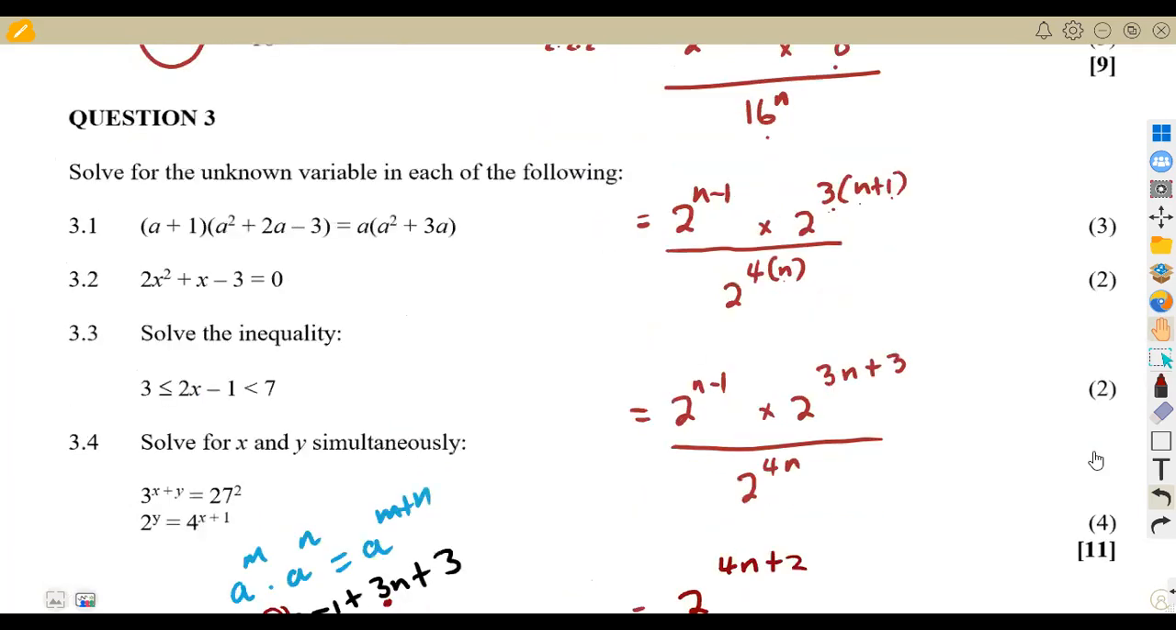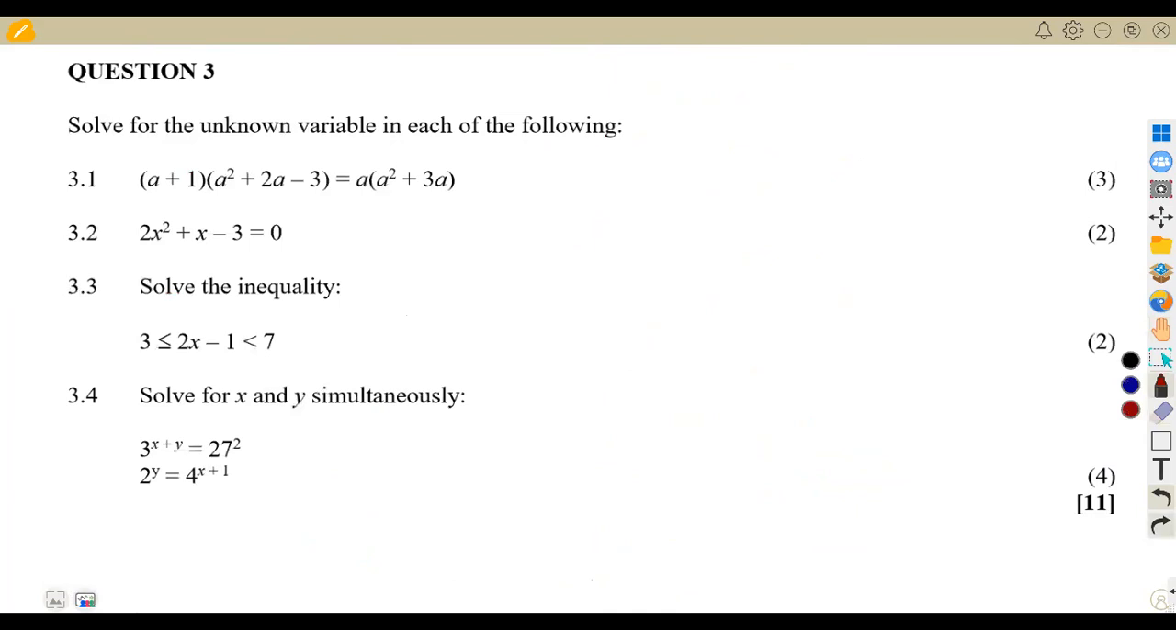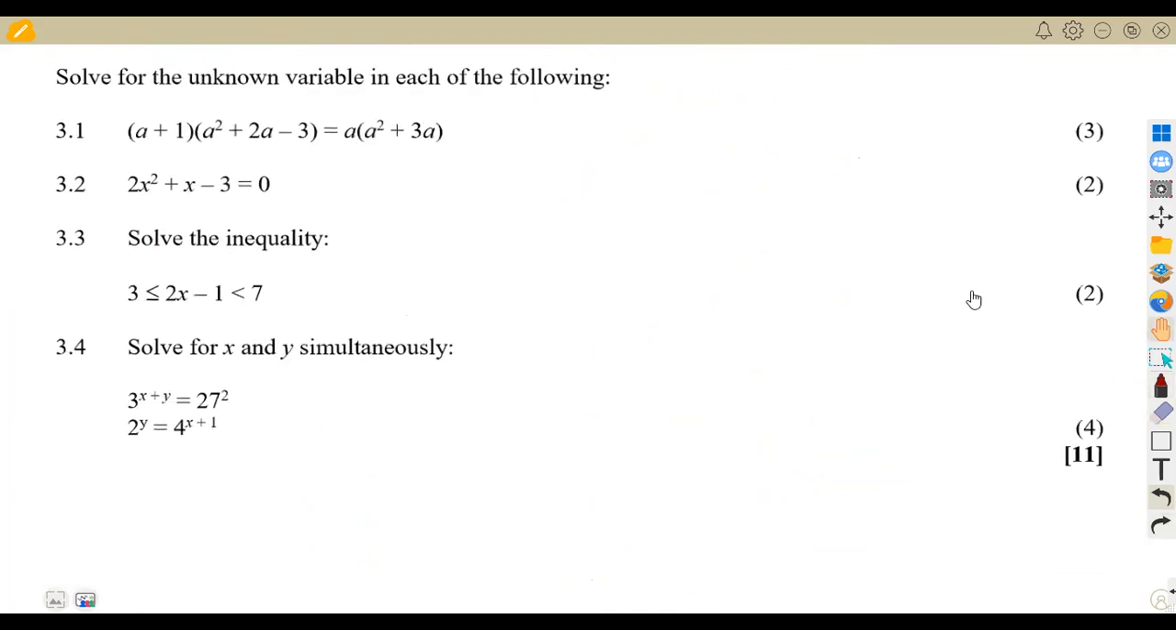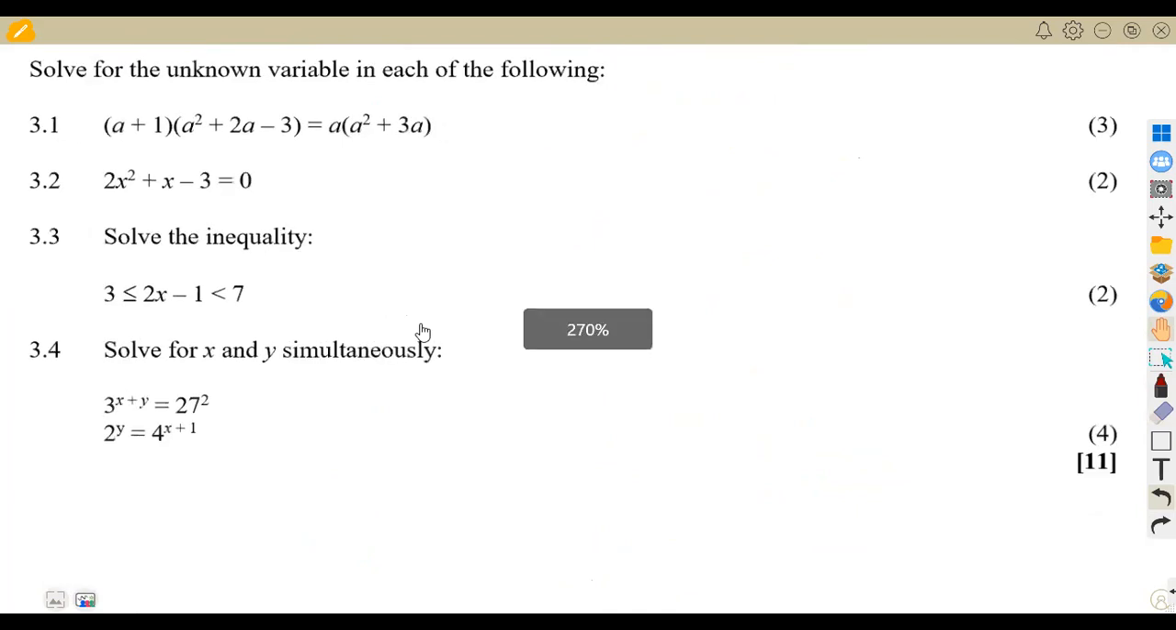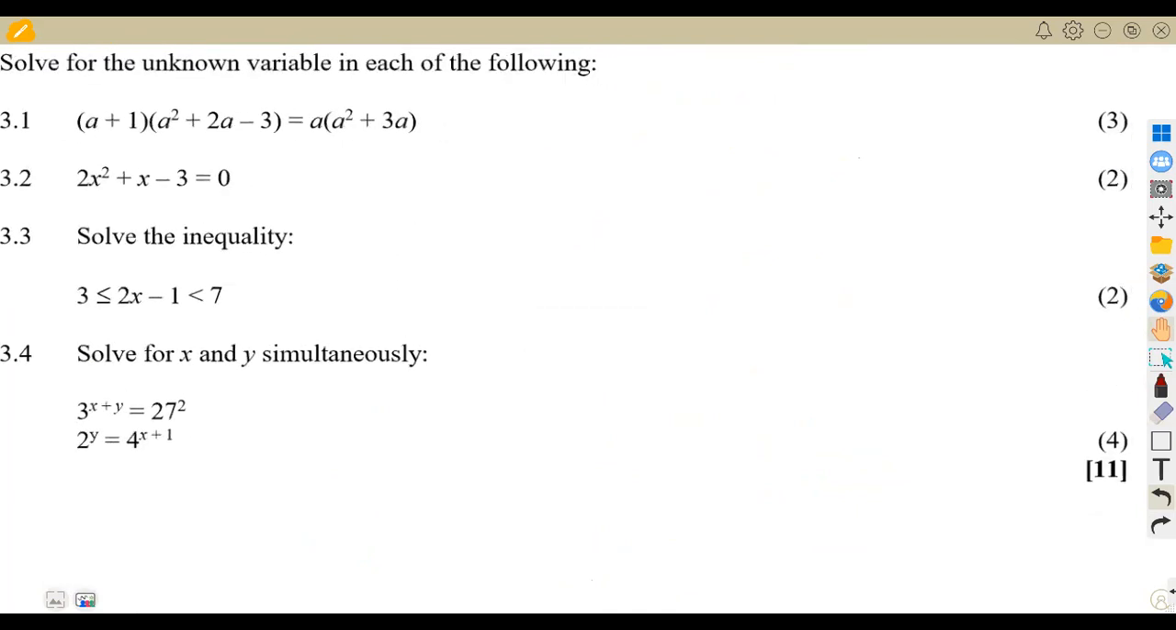Then we move on to question 3. This one is something direct also. I'm going to just try by all means to rush through and see how we're supposed to answer these questions here. So 3.1, we are given: solve for the unknown variable in each of the following. All right, so this is A into this part and so on and so on.